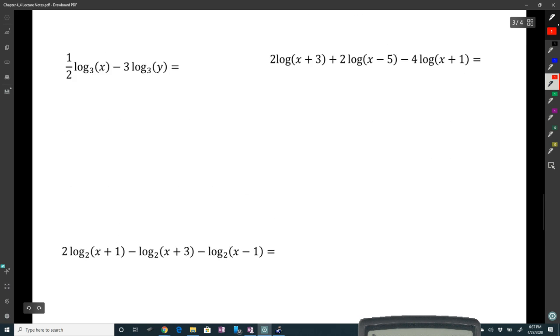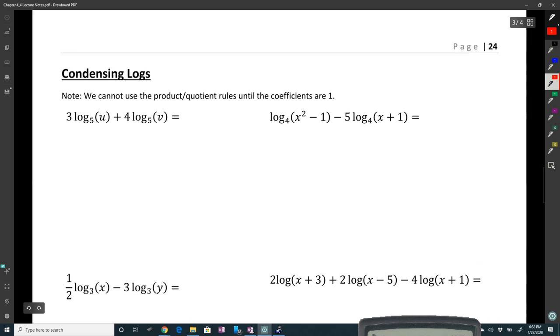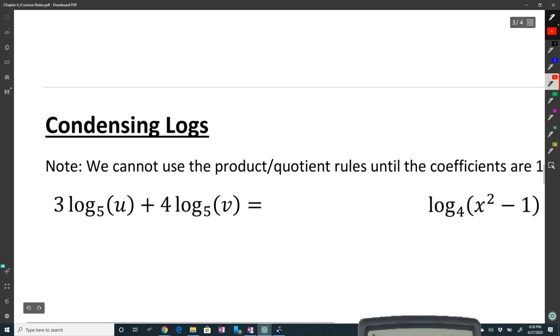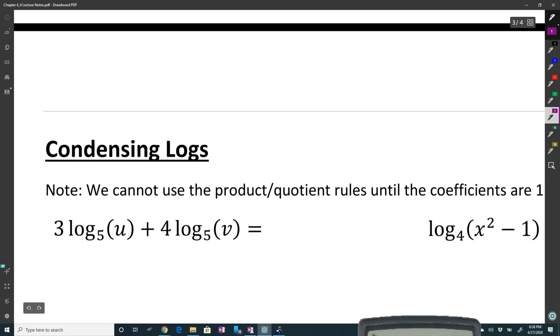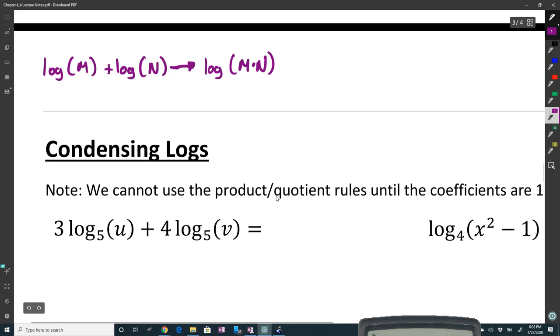So page 3, there's only 5 of these, are condensing logs. And now what we're doing is we're going backwards. That means that we're going from log of m plus log of n, and we're turning it into log of m times n. So now we're going backwards. From 2 logs, we go to 1 log. Same thing for subtraction.